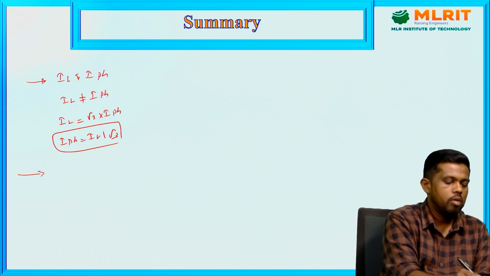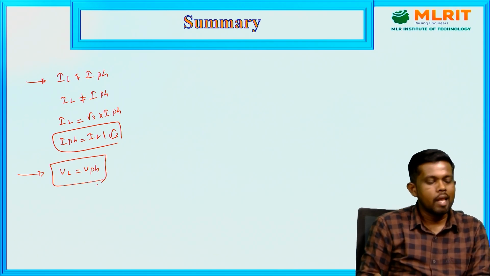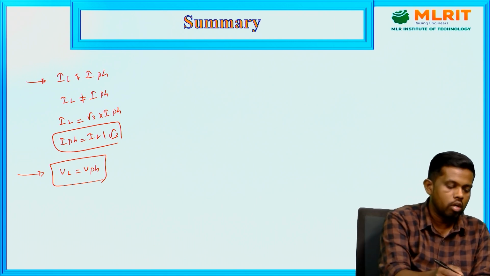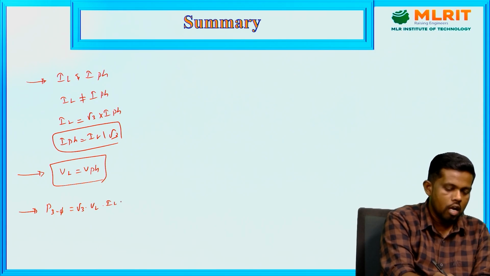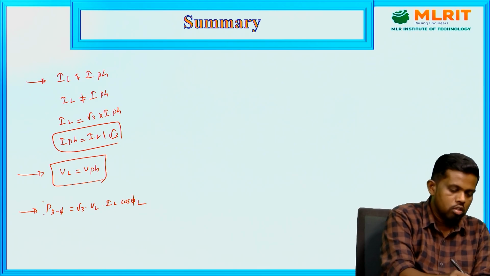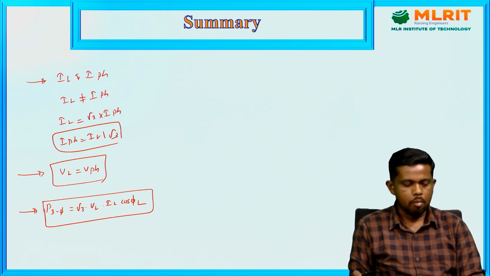In case of the balanced three-phase delta connected network, line and phase voltages are the same, so VL equals V phase. In case of the currents, both are unequal. Then the three-phase power in a delta connected network is root 3 times VL, IL, cos phi L. This is the three-phase power in a balanced delta connected three-phase system.